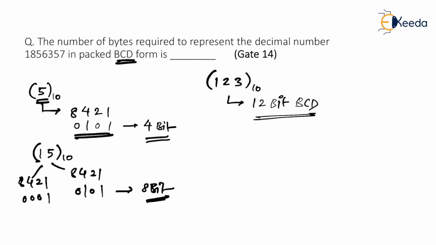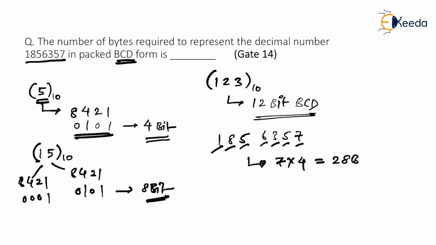So now this is a clear indication. Now we can identify how many bits would be required for this. So let's note the number. It is 1856357. So if one digit takes 4 bits, then 1, 2, 3, 4, 5, 6, 7. As you can see, it is 7 digits. So 7 digits into 4 takes 28 bits. Am I right? So the size of the number in terms of bits I have got is 28 bits.